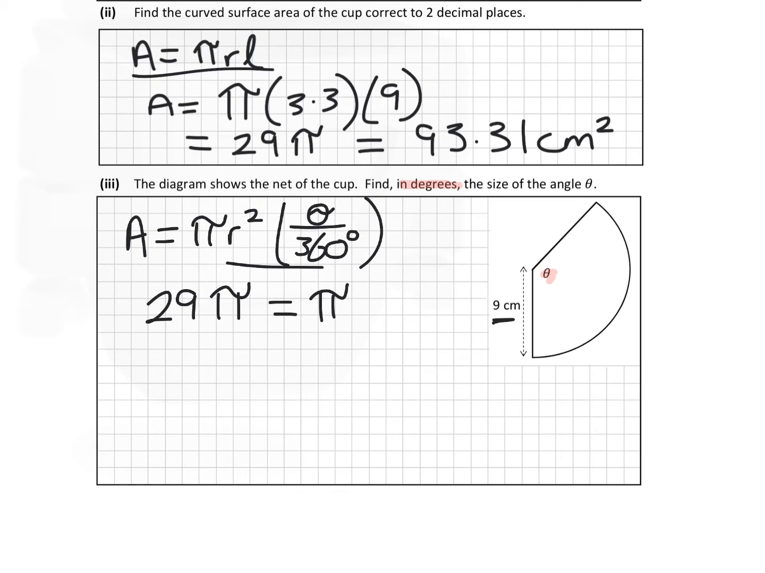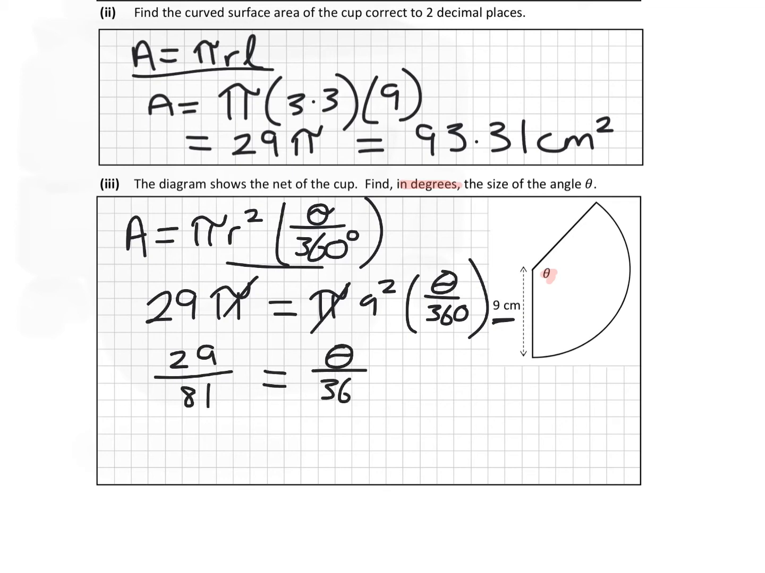Again, if you look at the description or the little diagram on page 9 of your log tables, you'll see that it says r there. So that's going to be 9 squared theta over 360. Then these two pi's will cancel, and I'm going to have 29 divided by 81 is equal to theta over 360. Multiplying both sides by 360, I get that theta is equal to 132 degrees.